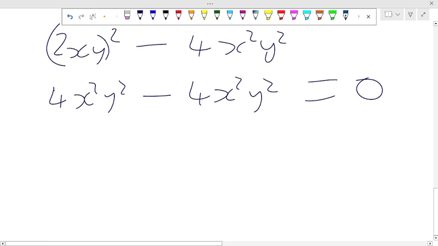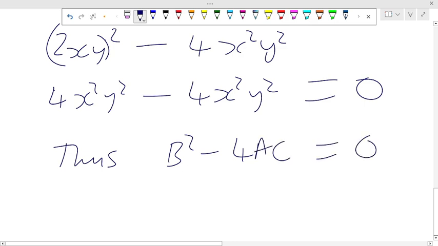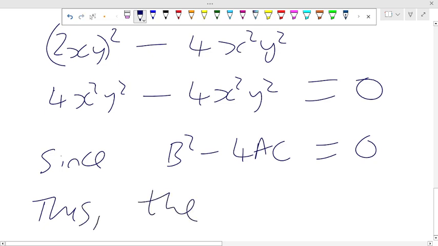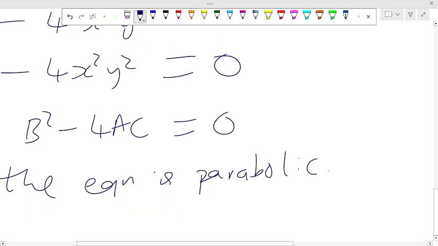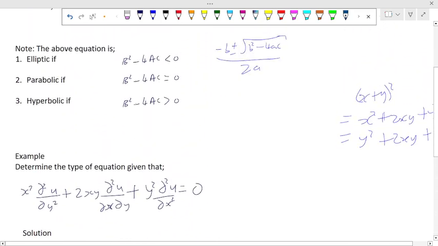Thus b squared minus 4ac equals 0. Therefore, the equation is parabolic, and that's the answer to this question.